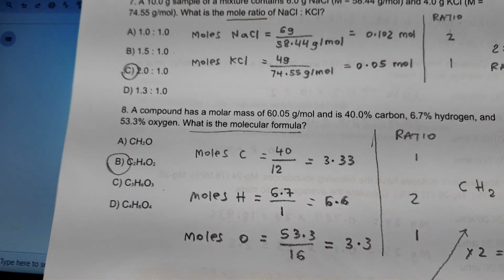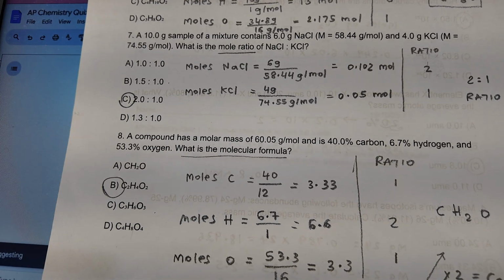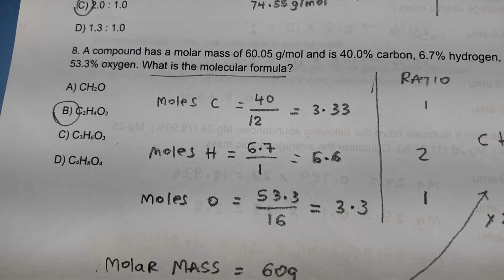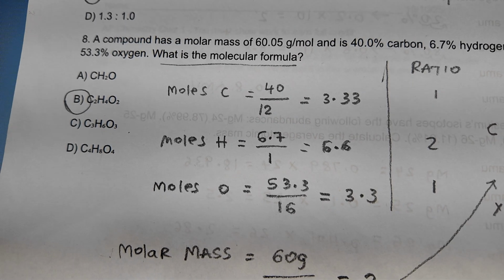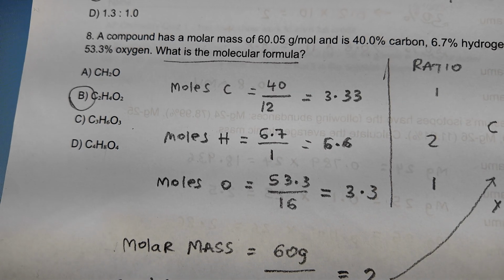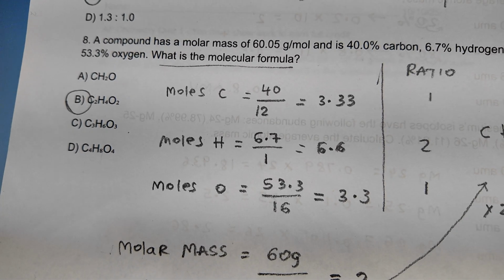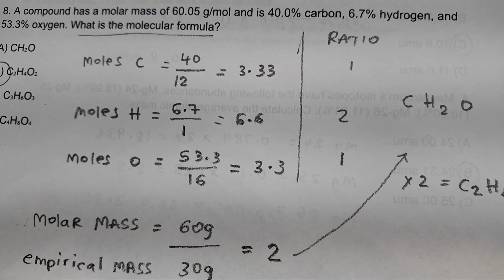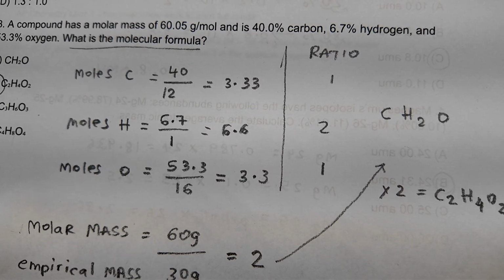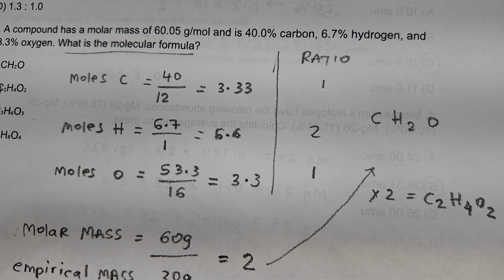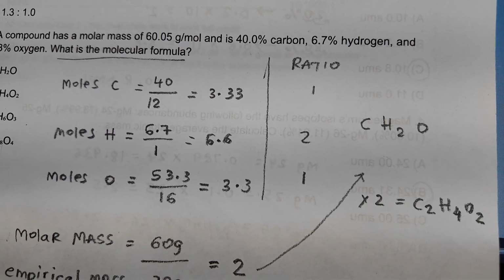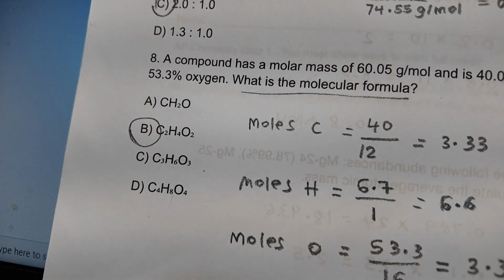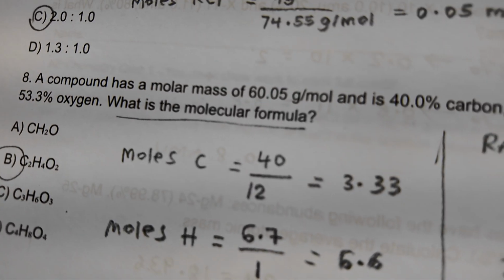We divide them by the molar mass, which is the grams per mole. So that's 40 divided by 12 for carbon, 6.7 divided by 1 for hydrogen, and 53.3 divided by 16 for oxygen. So we get 3.3, 6.6, and 3.3. So 3.3 is the smaller number, so it automatically gets assigned 1. And 6.6 is double 3.3, so it's a 1 to 2 to 1 ratio. Now, a lot of people probably put answer choice A. But what you didn't read was that it asks for the molecular formula.